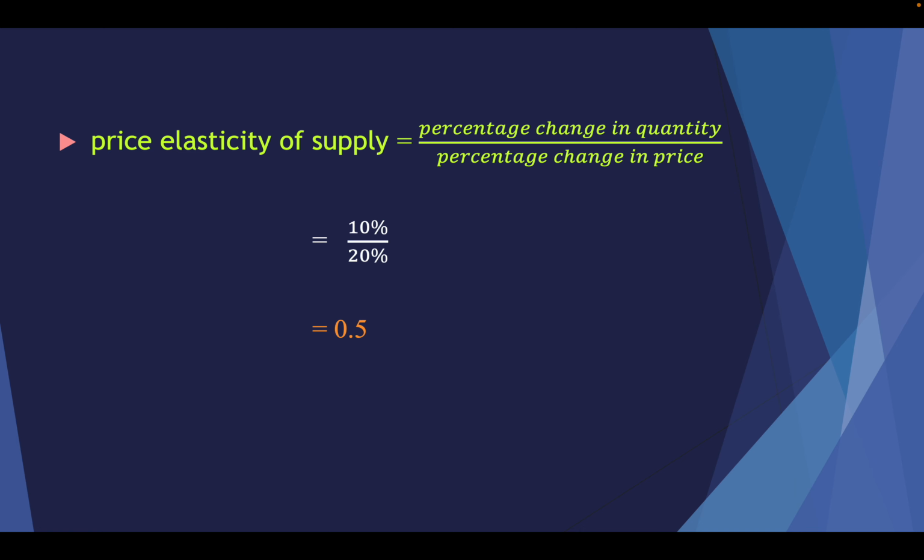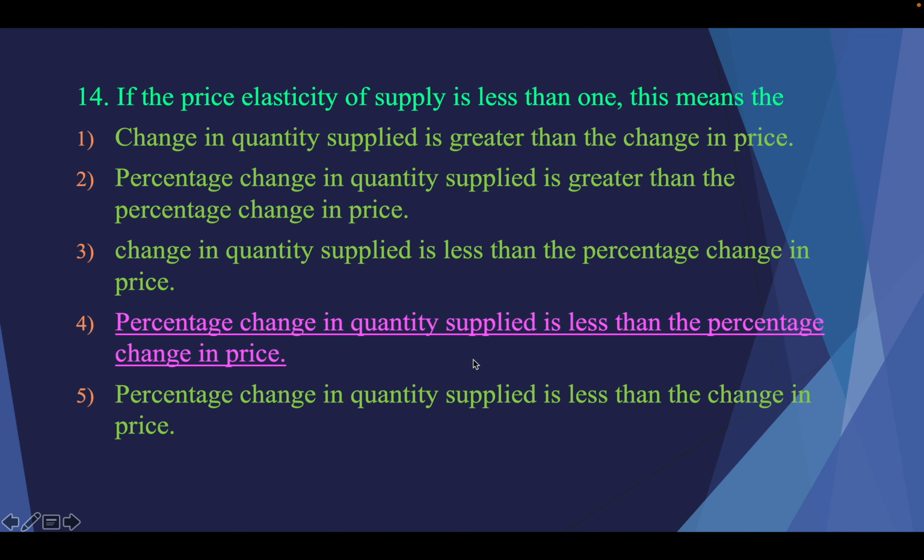It's easy. First of all, add the amounts. Then greater than 1 or less than 1, you can take the answer. So you can see if percentage change in price is greater than percentage change in quantity, that is the answer that gives the inelastic supply. Here percentage change in quantity supplied is less than the percentage change in price, give the less than 1 answer.